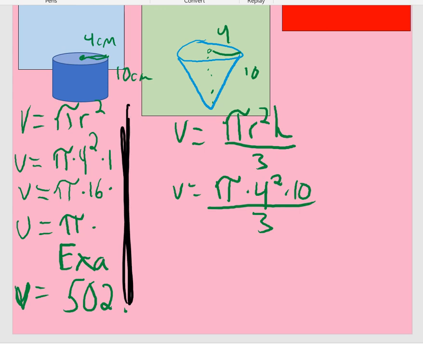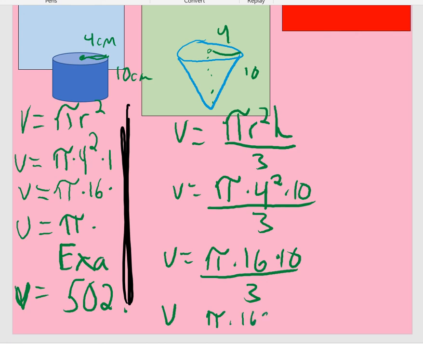Okay, so we're now going to have pi times 16 times 10, all divided by 3. And the volume now is going to be 16 times 10. We said it was 160, so that's pi times 160, and then all divided by 3. If you remember, when you multiply by 3 and divide by 3, it's like you're not doing a thing. So when we multiply 160 times pi, and then divide by 3, that is very close to us just not doing anything to 160. I bet you my answer is going to be close to 160. I bet you it's going to be just a little bit more.